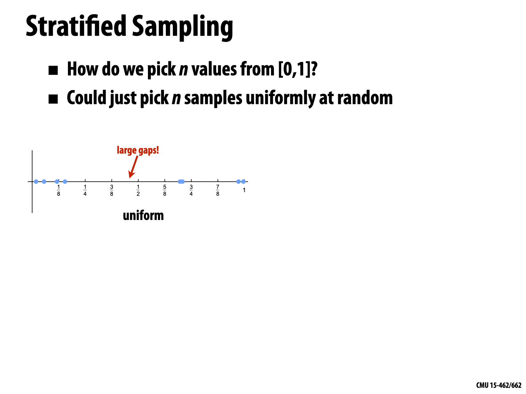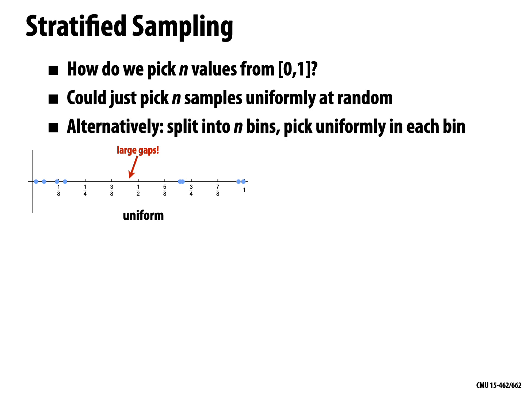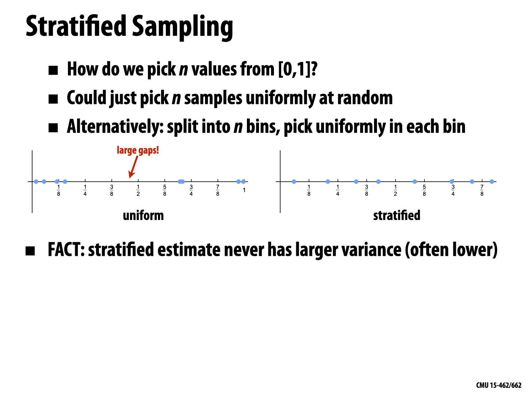So a different idea is to say, no, I want these to be nicely spread out, so I'm going to split the domain into n bins and then pick uniformly in each bin. Right? So here I've broken up the domain into bins of size 1/8. Within each bin, I've picked a uniformly random value, and by construction, they get spread out a lot better. In fact, the stratified estimate can never have larger variance than the original estimator, and typically lower, often much lower.